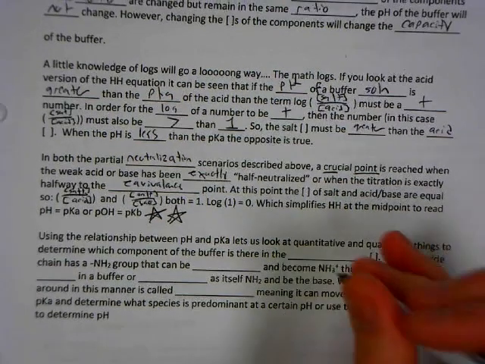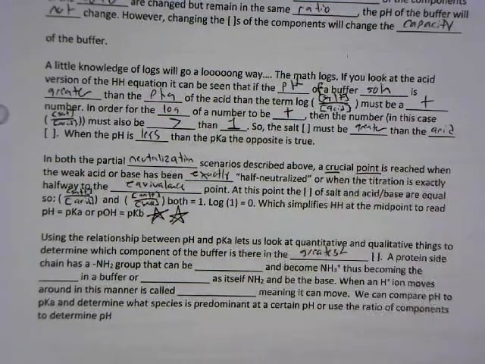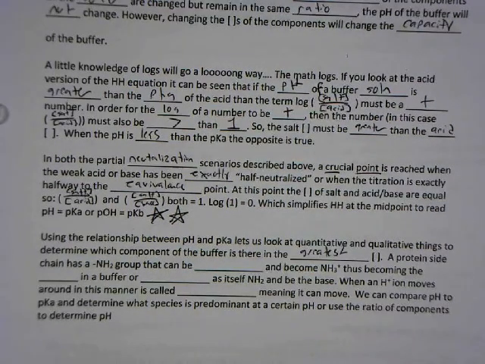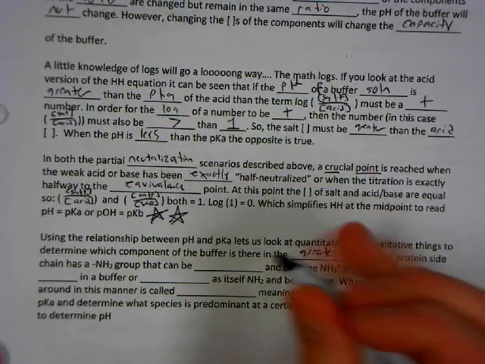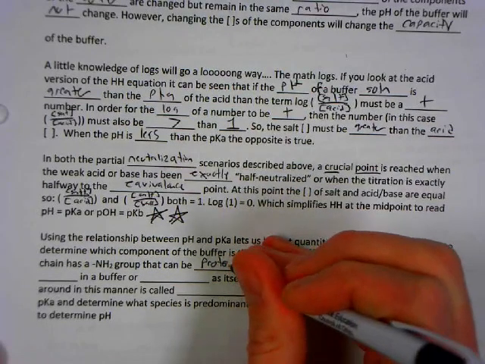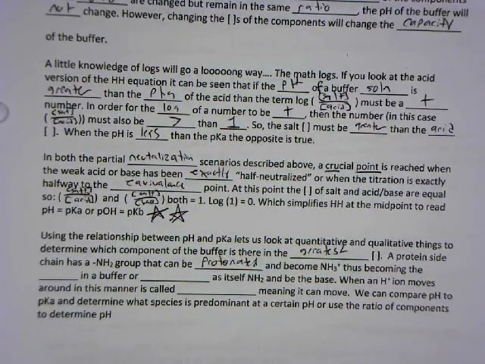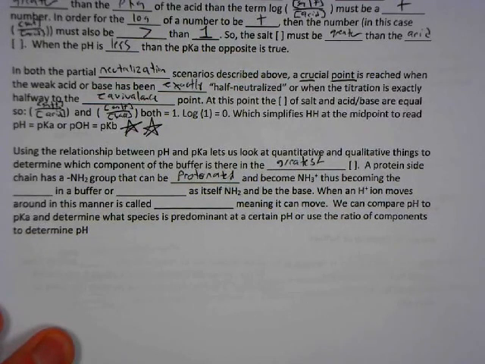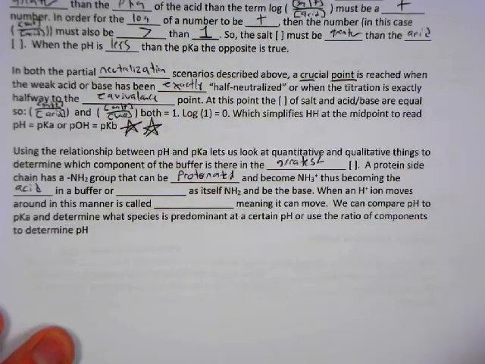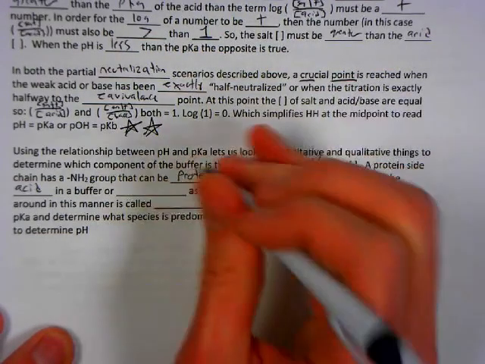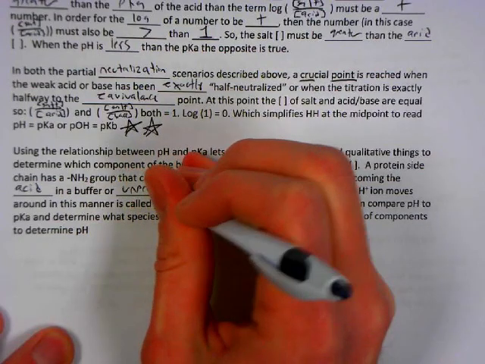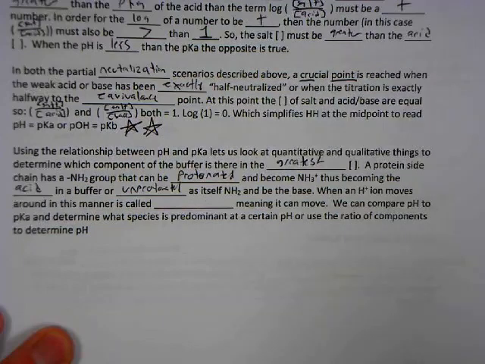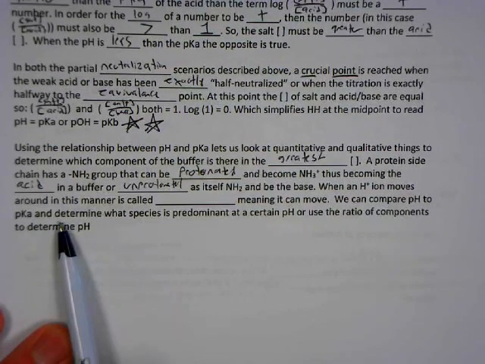Using the relationship between pH and pKa lets us look at quantitative and qualitative things to determine which component of the buffer is there in the greatest concentration. A protein side chain that has an amine group that can be protonated, which means we're just getting another H, can become NH3+, thus becoming the what in a buffer? The acid in a buffer. Unprotonated, as itself, NH2 would be the base.